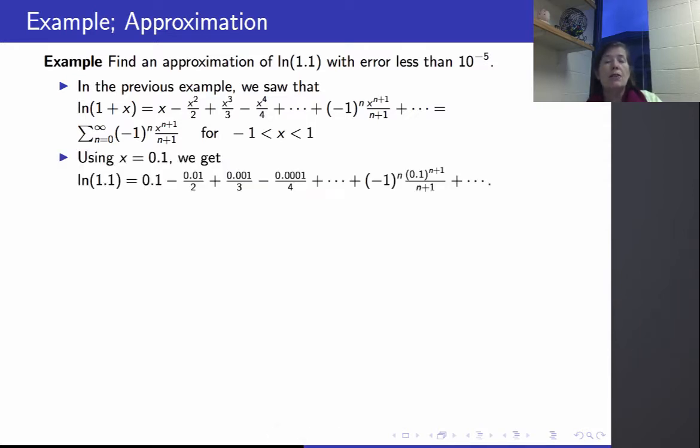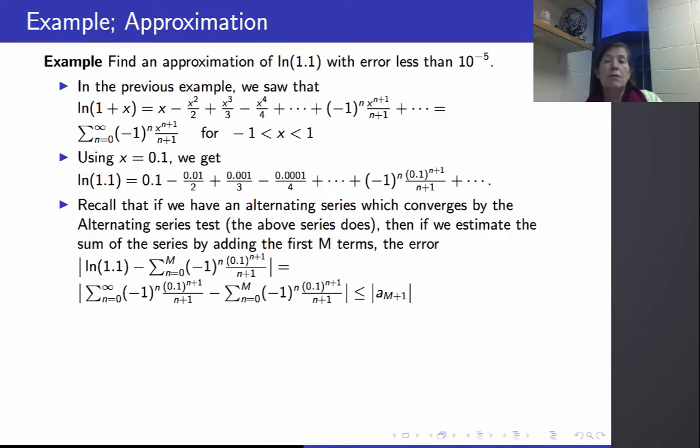And now, of course, with x equals 0.1, we get the natural log of 1.1 is the sum from 0 to infinity of (minus 1) to the n times 0.1 to the n plus 1 over n plus 1. So that's 0.1 minus 0.1 squared over 2 plus 0.1 cubed over 3 minus 0.1 to the 4 over 4, etc., etc. Now remember from our section on alternating series, we had a very nice way of controlling the error.